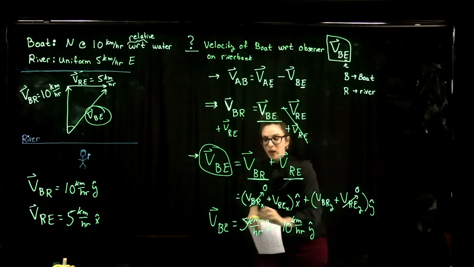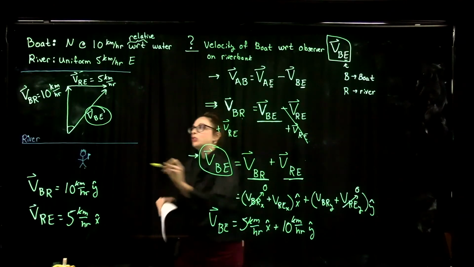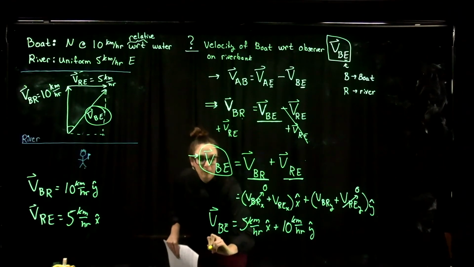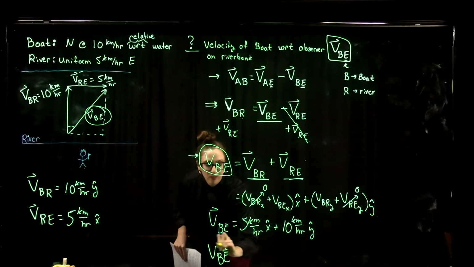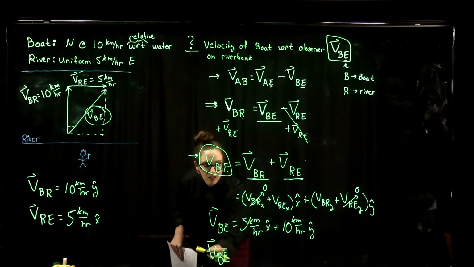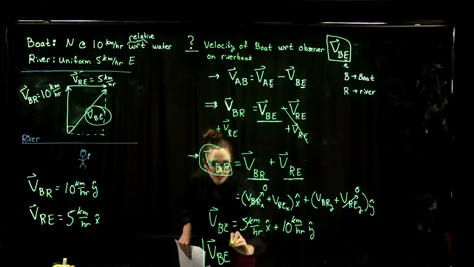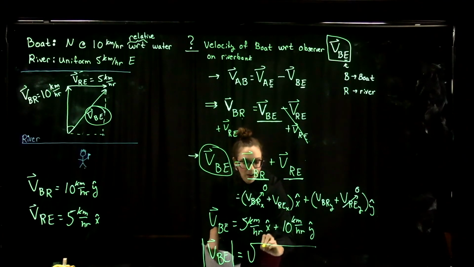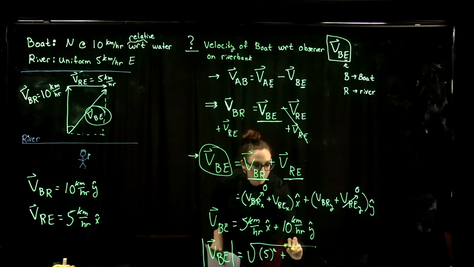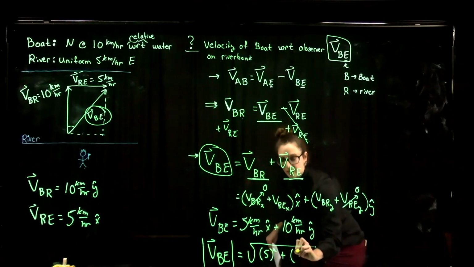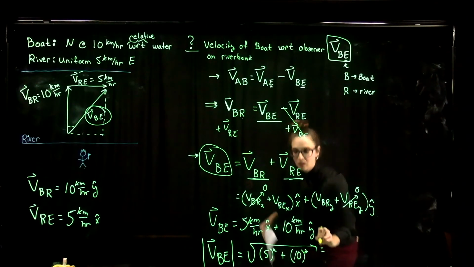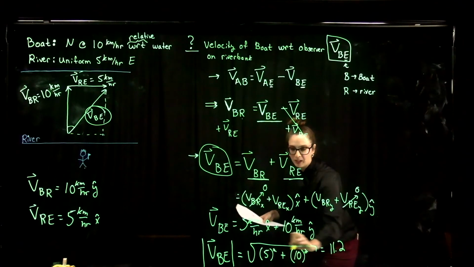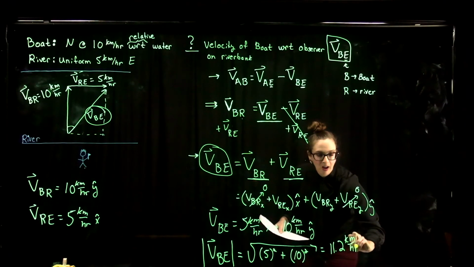And then we want to find the magnitude of this. And so that's essentially us applying, again, the Pythagorean theorem. So the magnitude of vector V sub BE equals the square root of our x component here, which would be 5 squared, plus the y component here, 10 squared, okay? And so then that equals 11.2, and I dropped the units out of here, kilometers per hour, okay?